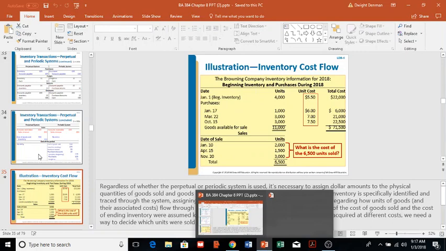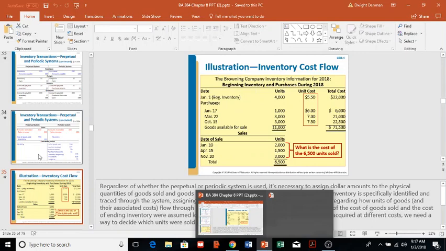And so the options you have are the first in, first out approach, the last in, first out, or the weighted average cost approach. Now, why do you have to identify specific items as either sold or in your ending inventory?